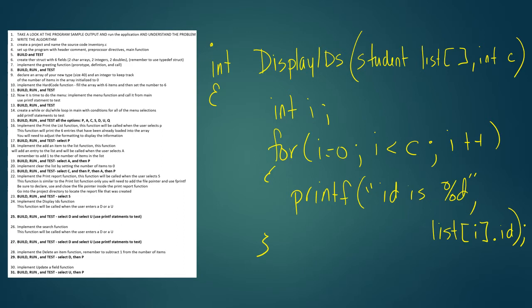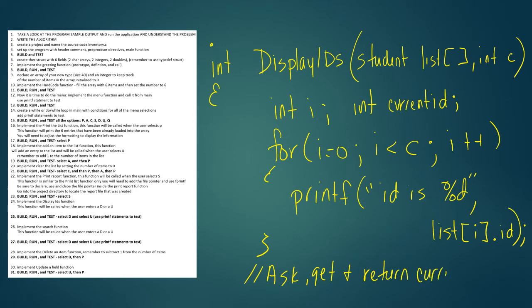And you put them onto the screen, and then you have to declare another variable for the current ID. And then you're going to ask, get, and return the current ID. Now this ask, get, and return the current ID is something that we have been doing since the beginning of the semester. You just prompt. This loop right here is displaying all the IDs onto the screen. This is the new part.